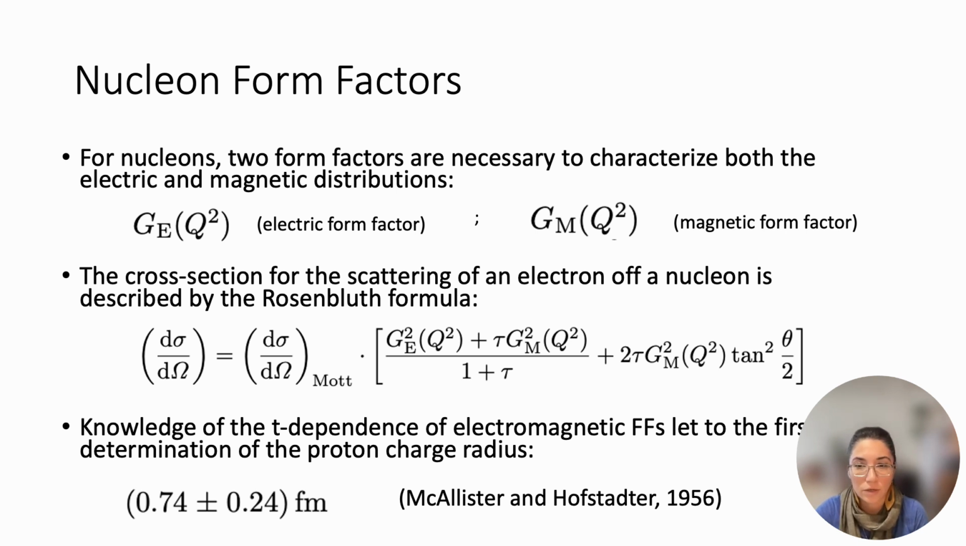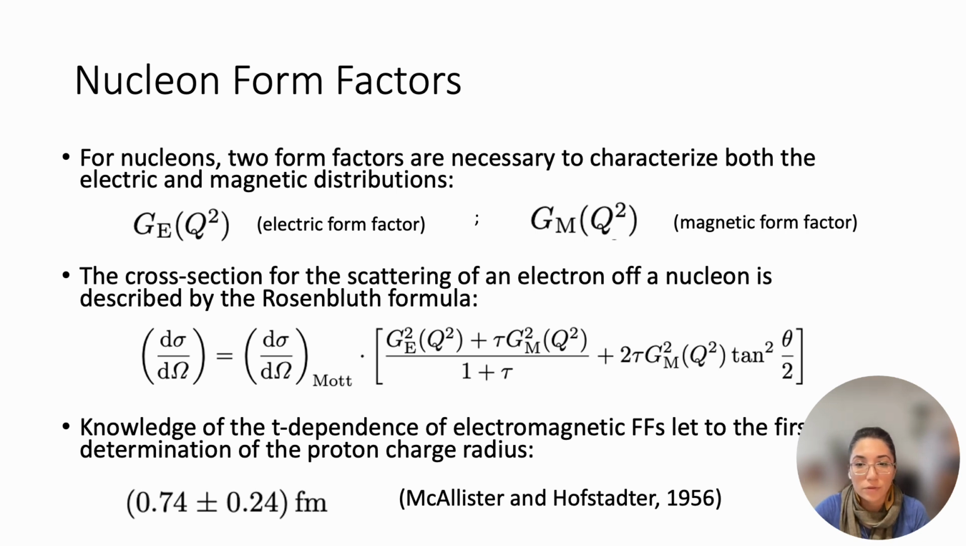For example, in electron scattering experiments, Q squared is proportional to the momentum transfer from the incident electron to the target particle, as mentioned previously. And so the cross-section for the scattering of an electron off a nucleon is described by the Rosenbluth formula as shown here. In order to independently determine G of E and G of M, the cross-sections must be measured at fixed values of Q squared, in other words, at different beam energies E. The measured cross-sections are then divided by the cross-sections.